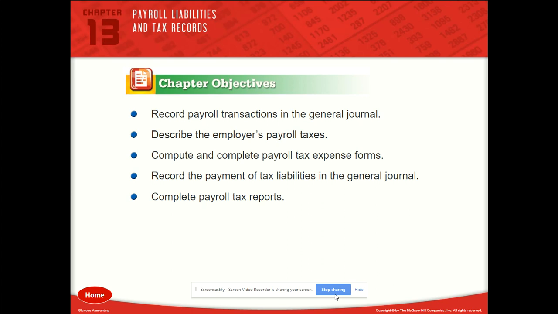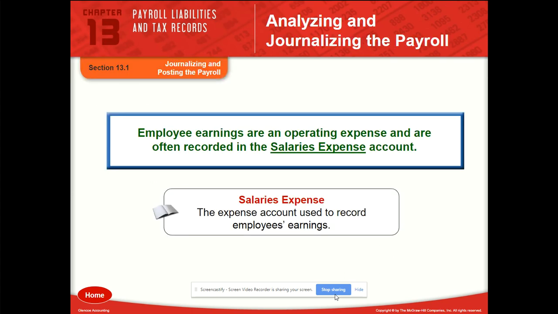So these payroll transactions, we're going to take a look at how we actually record them in the general journal. These are some accounting one stuff that we learned about. How do we describe them? The employer's payroll taxes, computing them, completing the payroll tax expense forms, recording the payment of tax liabilities in the general ledger or general journal, and then completing the payroll tax report. So that's what we're going to cover, but we're going to start with understanding how we analyze and journal the payroll.